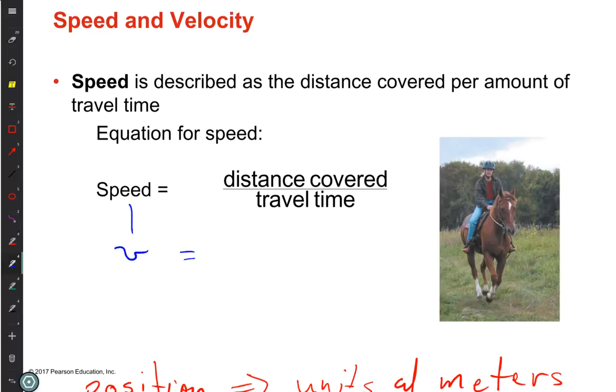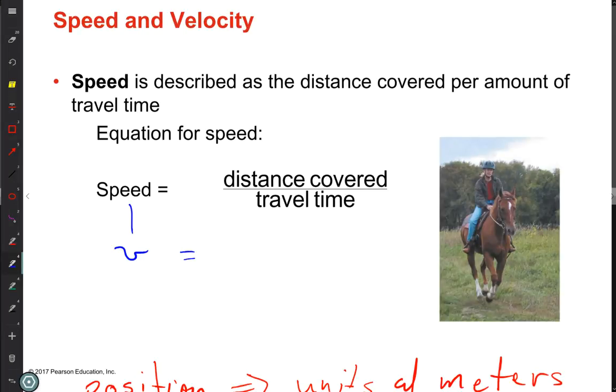Anyway, walking toward it, the distance is getting smaller, so that's going to be our negative direction. So we'll call it a negative velocity when going toward the detector. So velocity has direction and speed, whereas speed is, well, speed.